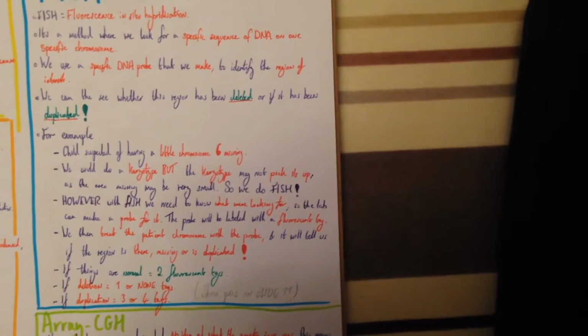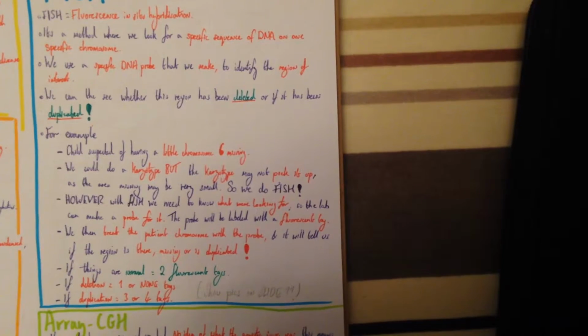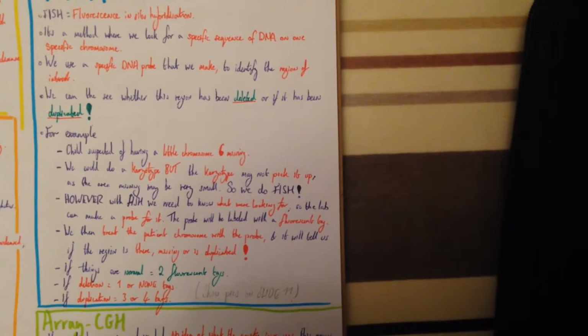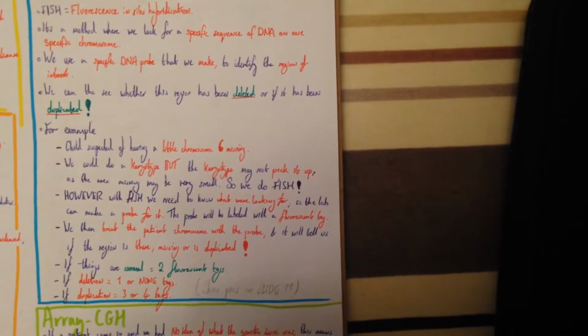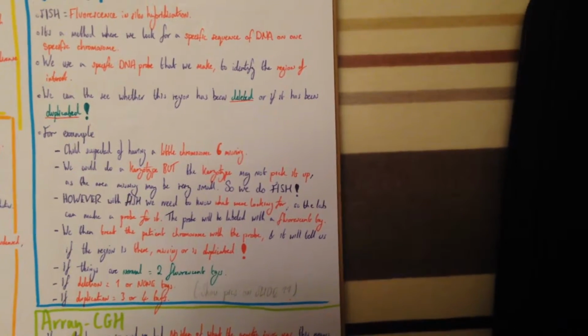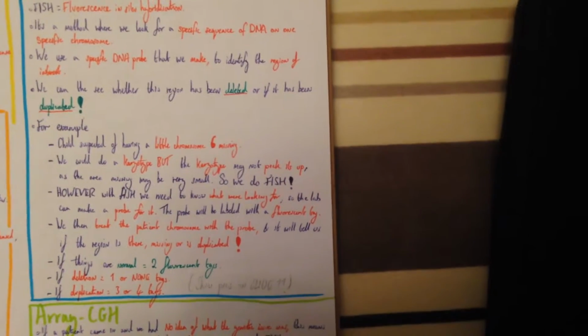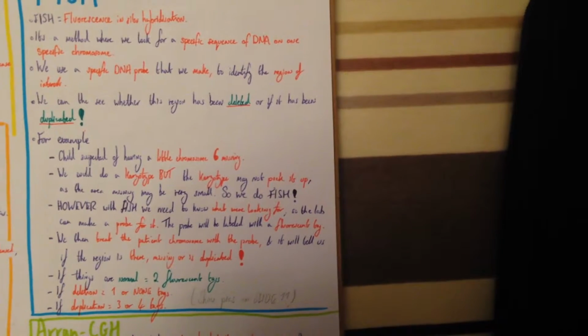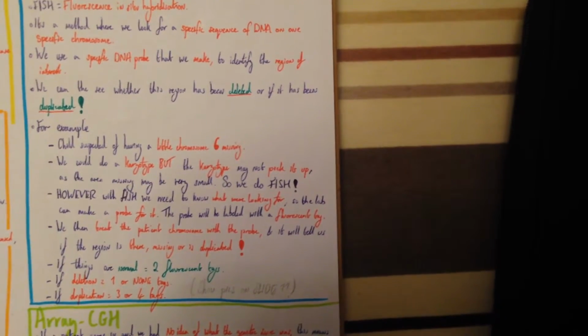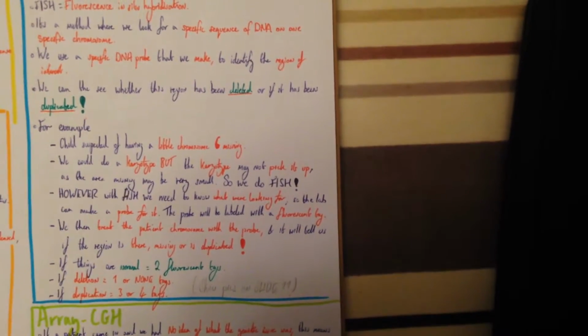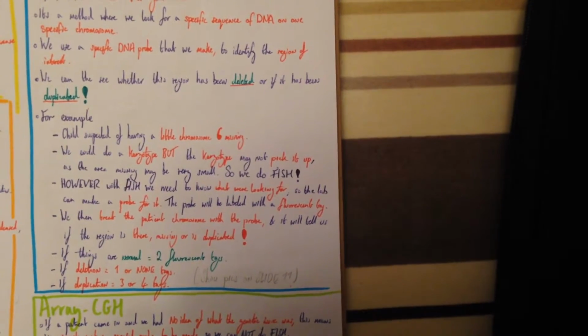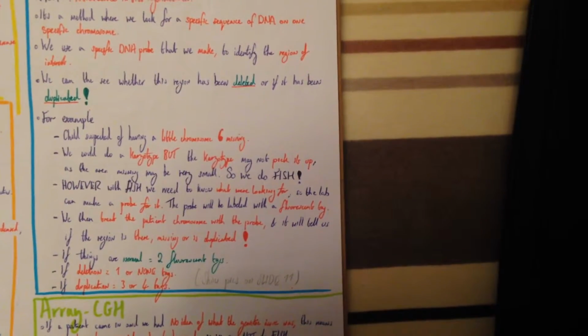The probe will be labeled with a fluorescent tag. We can then treat the patient's chromosome with the probe, and it will tell us if the region is there, or if it's missing, or if it's duplicated. If things are normal, there'll be 2 fluorescent tags. If there's a deletion, there'll be 1 or no tags, and if there's a duplication, there'll be 3 or 4 tags. And I'm going to show you this in the picture.